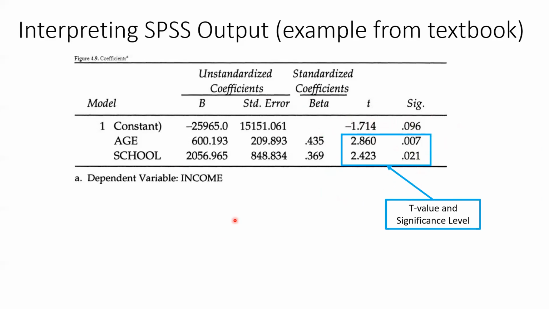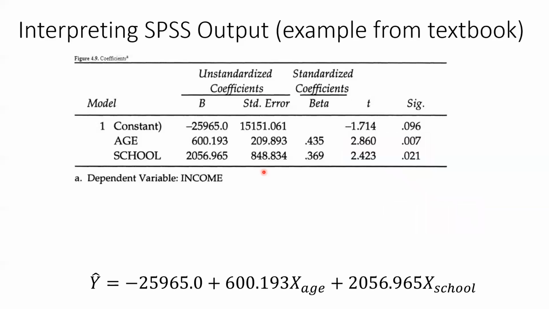So what is the resulting equation for this model? How would we write out the equation for this model? Well, we would write it out like this. This is our constant, our value from here, plus our slope for age, and we have our x sub h, plus our slope value for school. So we have that value and our independent variable school. This is how we would write out our resulting equation.